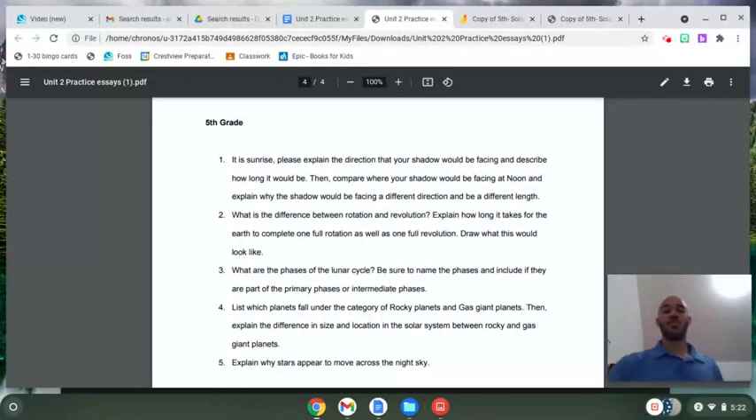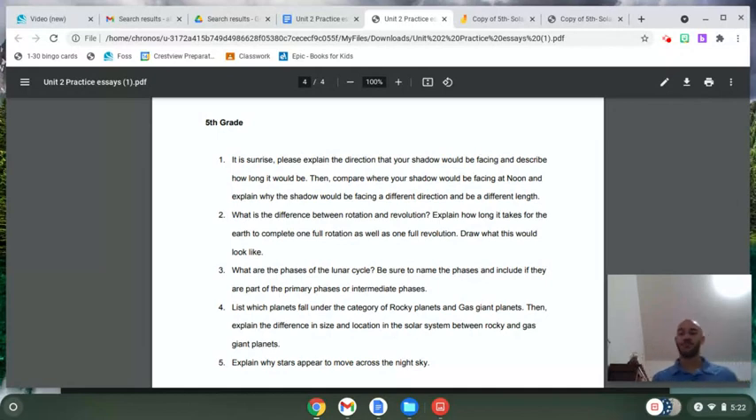Okay? Question number two: what is the difference between rotation and revolution? Explain how long it takes for the Earth to complete one full rotation and one full revolution. Draw what this would look like. All right? So rotation is basically I'm spinning around. I am rotating. It's an object turning around on its axis. So the Earth has an axis, which is an imaginary shaft running basically from north to south, and it rotates or spins around on its axis.